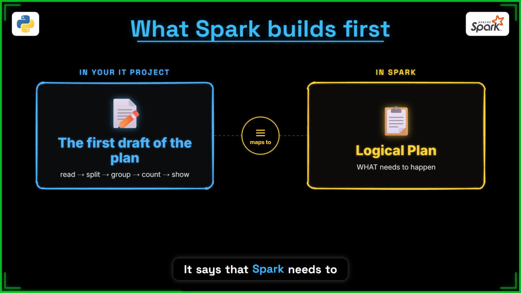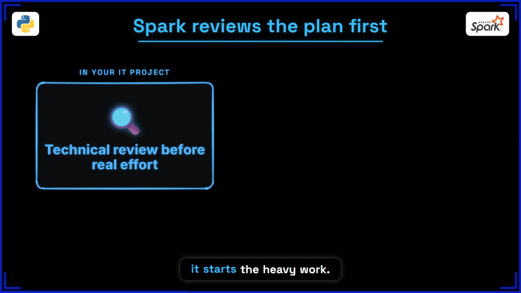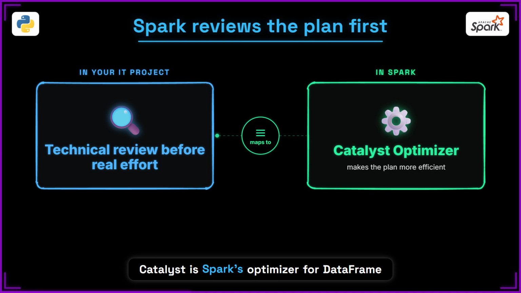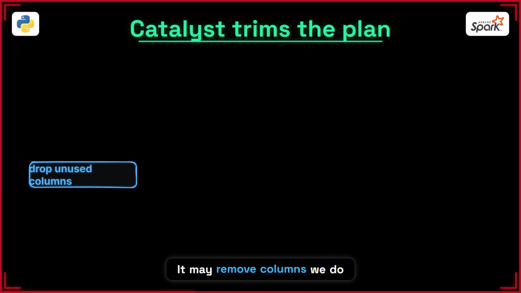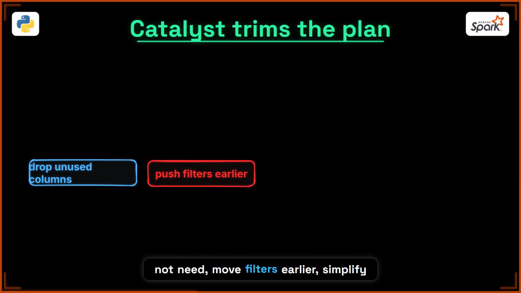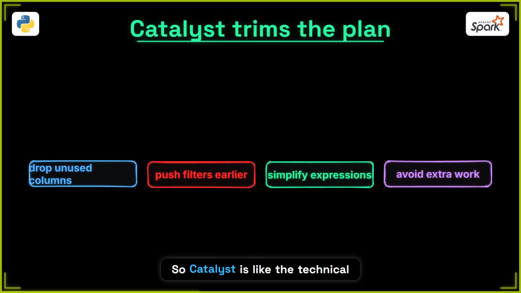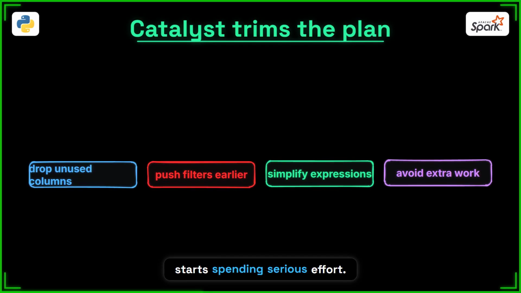It says that Spark needs to read review files, split the text into words, bring the same words together, count them, and show the result. Then Spark reviews that plan before it starts the heavy work. This is where Catalyst Optimizer comes in. Catalyst is Spark's optimizer for data frame and SQL operations. It looks for ways to make the plan more efficient. It may remove columns we do not need, move filters earlier, simplify expressions, and avoid unnecessary work. So Catalyst is like the technical review that happens before the team starts spending serious effort.